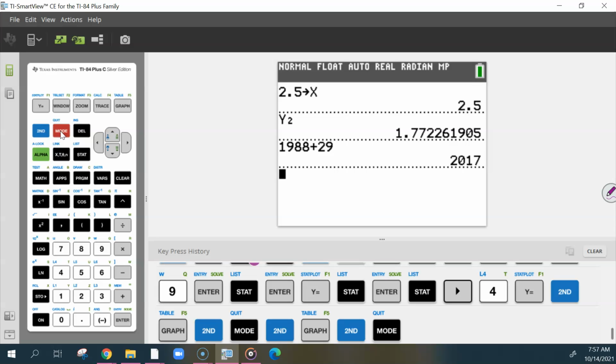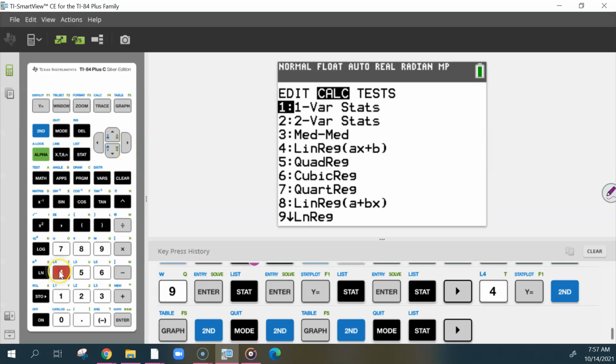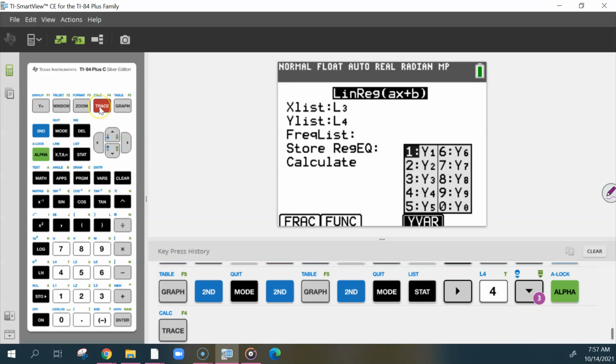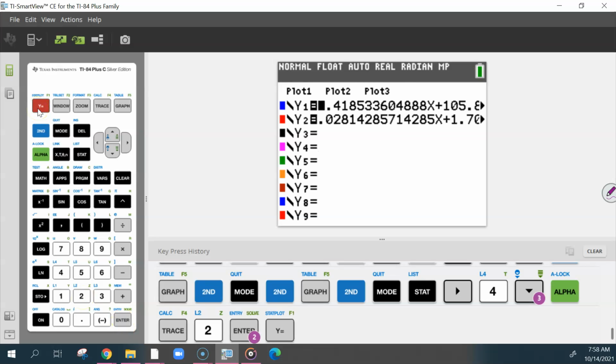How did you get the table? This table. Yeah, how did you get the table? So when you store this in here, then it stores it in y1 or in your y equals. Whatever's in your y equals, you can look at the table. So because I stored this in my y2 and then I calculated it, if I go into y equals, this is now in my y2. So because it's there, I can go into my table.